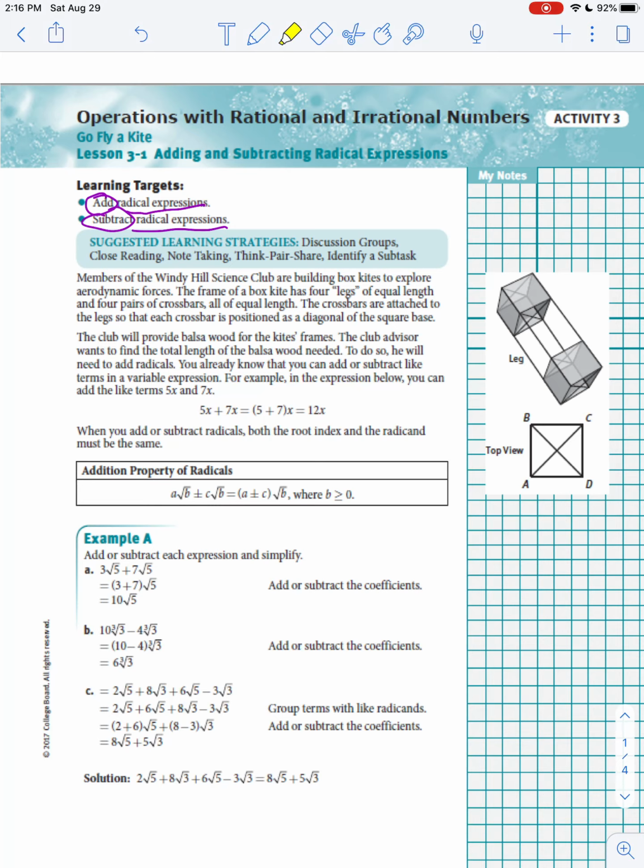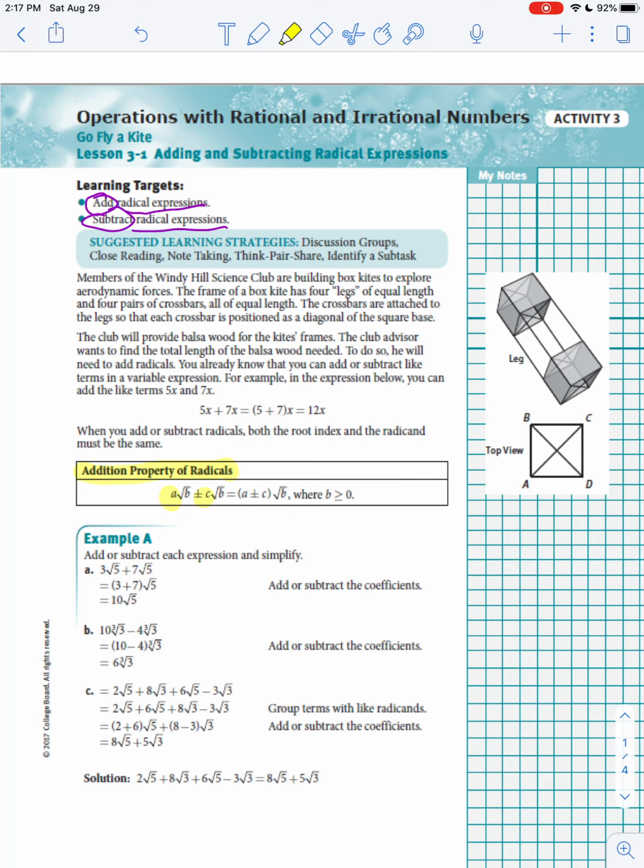So when it says to add or subtract each expression and simplify, basically we want to look for like terms. And so if you look at the rule above here where it says addition property of radicals, notice that you're taking a root b plus or minus c root b. They both have root b. And when they both have root b, you could just add the coefficients. So it becomes a plus c or a minus c times the square root of b, where b is greater than or equal to 0, because remember you can't take the square root of a negative number.